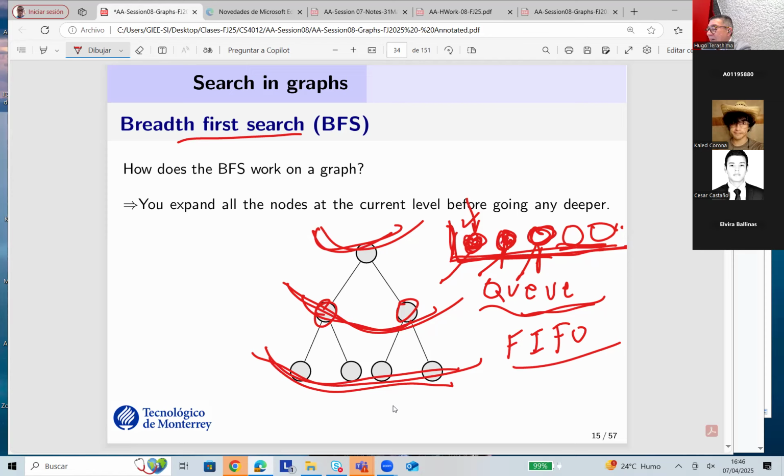Because I'm aligning the elements in a queue, and then I'm going through the elements in this way, right? I explore this one first, and then these two, and then these four in this direction. So this is a queue, and the strategy is first in, first out, right? Is that clear? Yes? Okay.